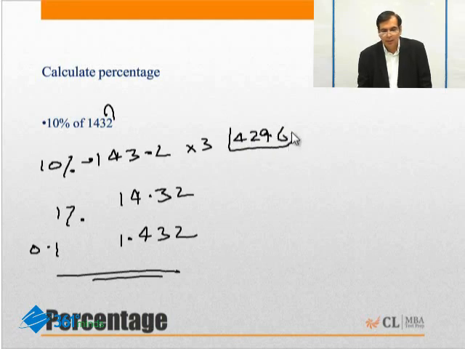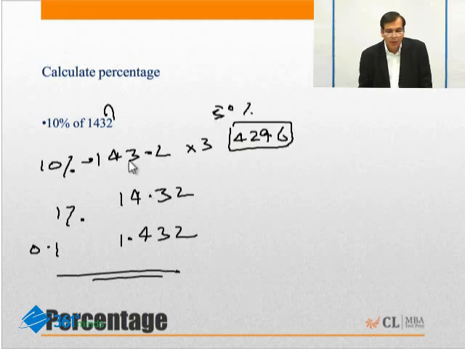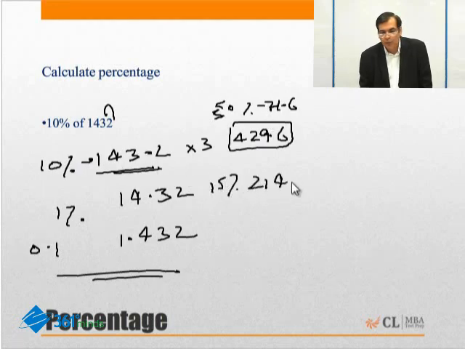So this becomes 429.6. This is 30%. Supposing I had asked you to find 15%: 10% is 143.2, 5% will be half of that. Half of 143.2: half of 140 is 70, and half of 3.2 is 1.6. So 5% is equal to 71.6. This is 5%. So what is 15%? It is 143 plus 71, so 214.8. So 15% will become 214.8.